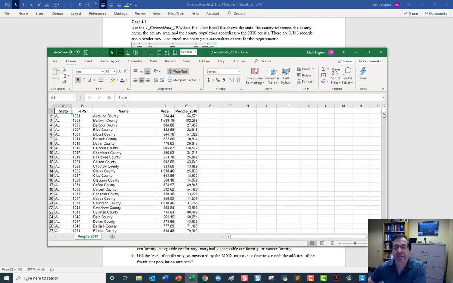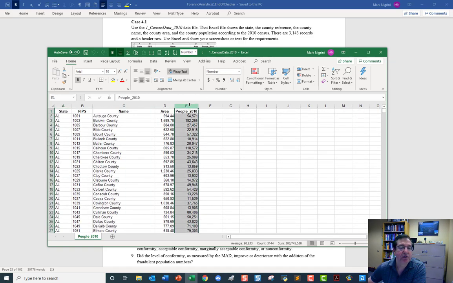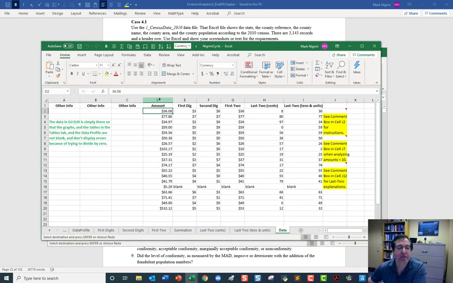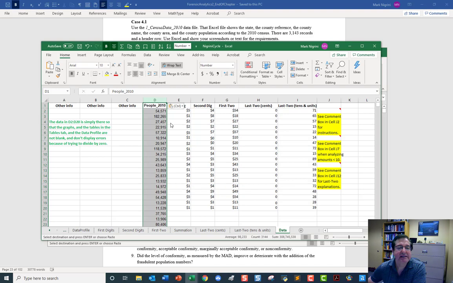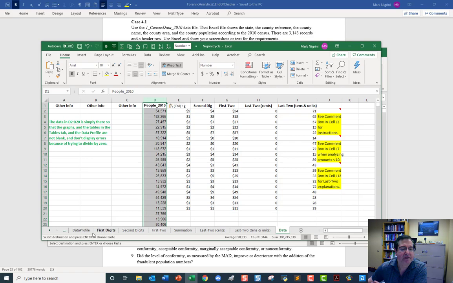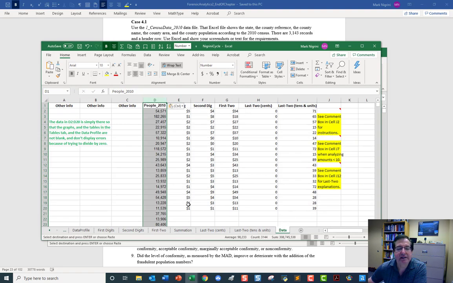My data, all the way down to row 3143. So we can simply copy, go to the data tab here, and paste. Basically the data that was there was simply there so that if you clicked on any of the graphs, you got something as opposed to a blank graph. And if you clicked on the tables, you didn't get divisions by 0 and the like. So that was just a placeholder.